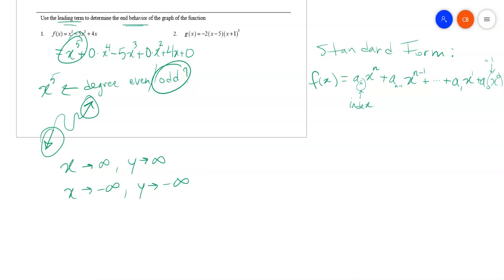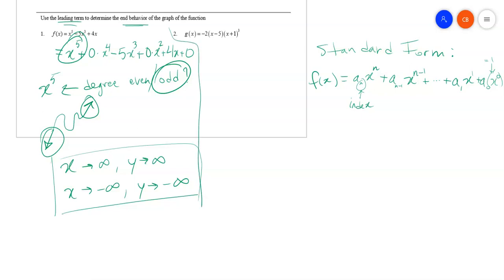And so that would be the end behavior. We should always list the end behavior basically having these components. What happens as x goes to infinity and what happens as x goes to negative infinity. That's the end behavior. And that would do it for number 1. What about for number 2 right here?